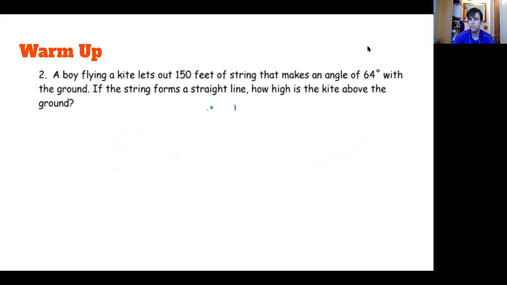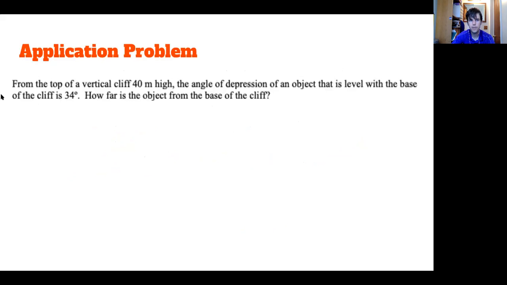We're going to review another trig application problem. All right. Again, feel free to pause this and do this in advance and then check your work. So from the top of a vertical cliff 40 meters high, all right, so we have a vertical cliff, and it is 40 meters. The angle of depression to an object that is level with the base of the cliff. So there's an angle of depression.